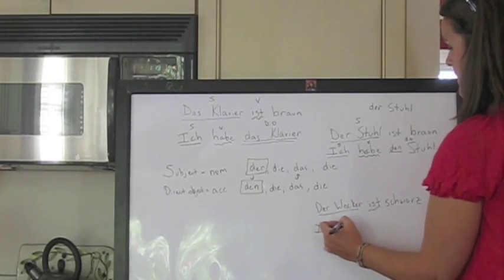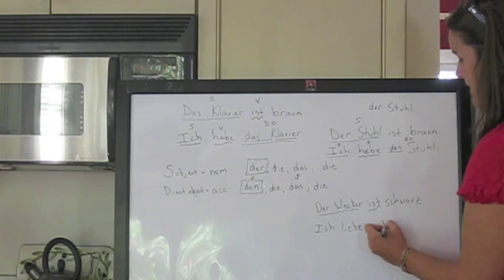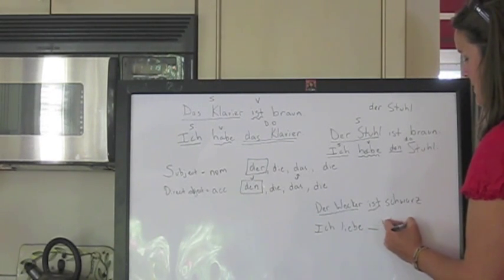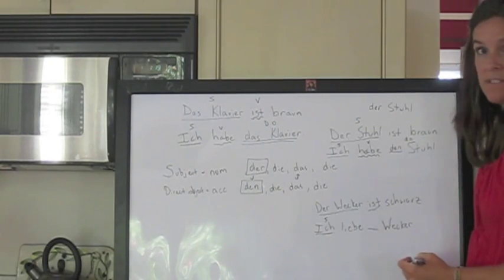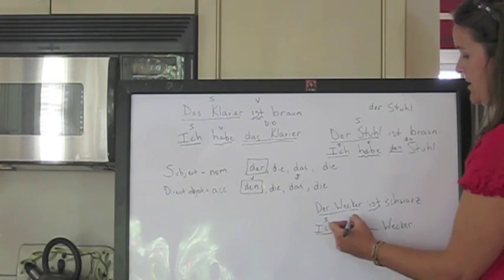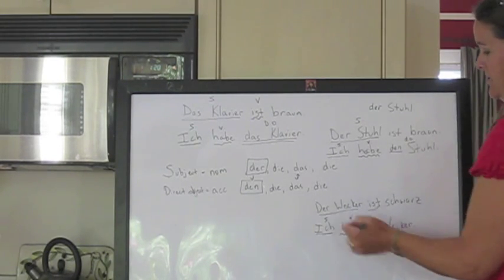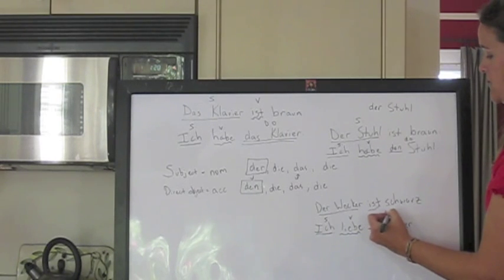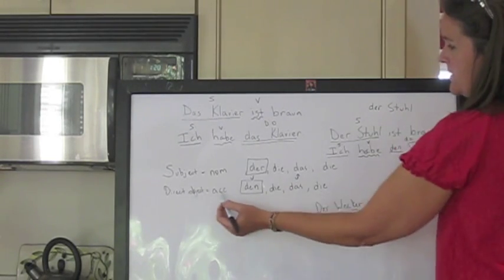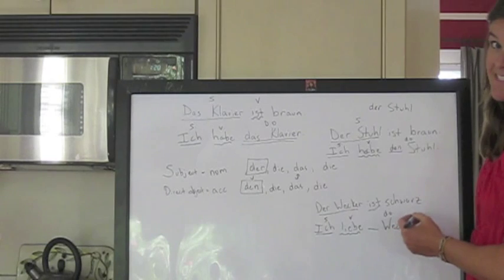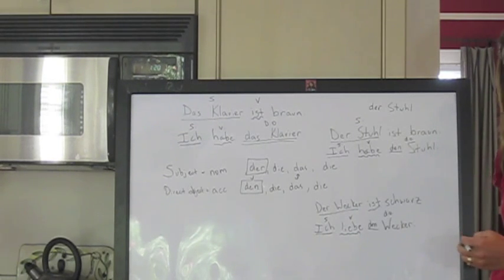I love my alarm clock. It's just the best alarm clock ever. Ich liebe blank Wecker. In this case, what's your subject? Ich. What's the verb? Liebe. And what or whom do I love? I love my alarm clock. So, that's the direct object. It's receiving the action of the verb. It is being loved. So, Wecker is the direct object. We see the direct objects are always accusative. It's der Wecker. We're going to change that to den. Ich liebe den Wecker. Okay?